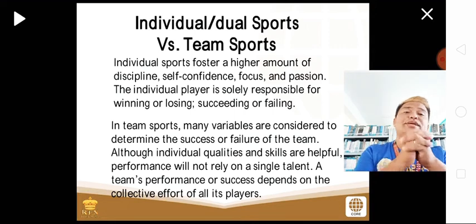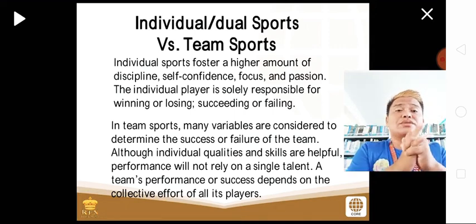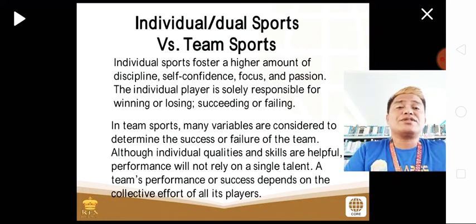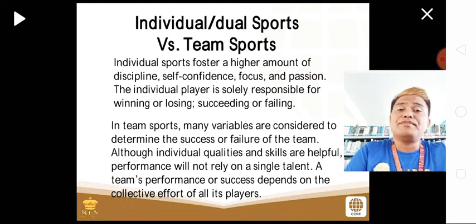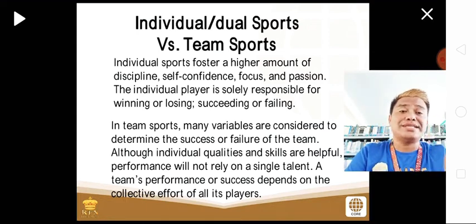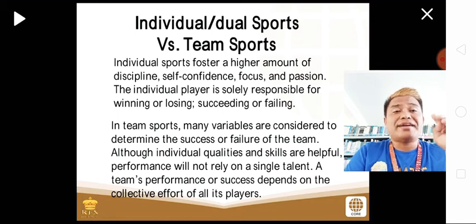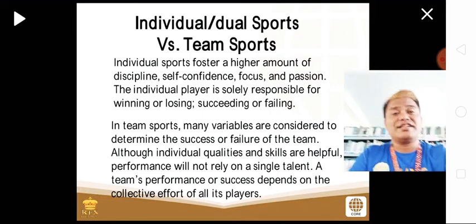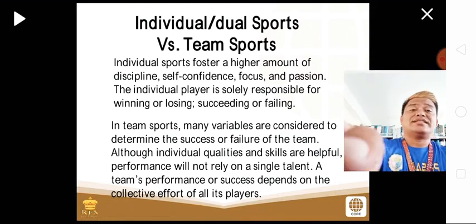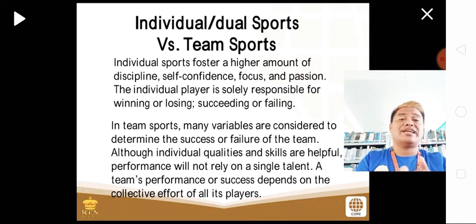Next, the individual or dual sports versus team sports. So what are the individual sports? Individual sports foster a higher amount of discipline, self-confidence, focus, and passion. The individual player is solely responsible for winning or losing, succeeding or failing. You can decide everything. If you don't have discipline in yourself, no focus and passion in what you do, you will really not win.